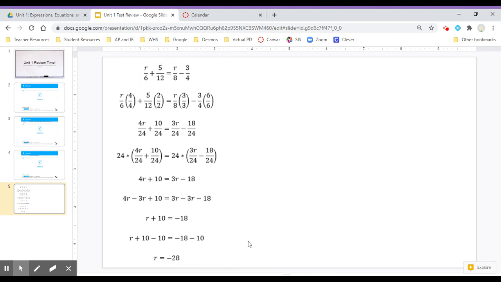So when you're solving these equations, if you see fractions, find a way to get rid of that denominator in order to simplify your equation.